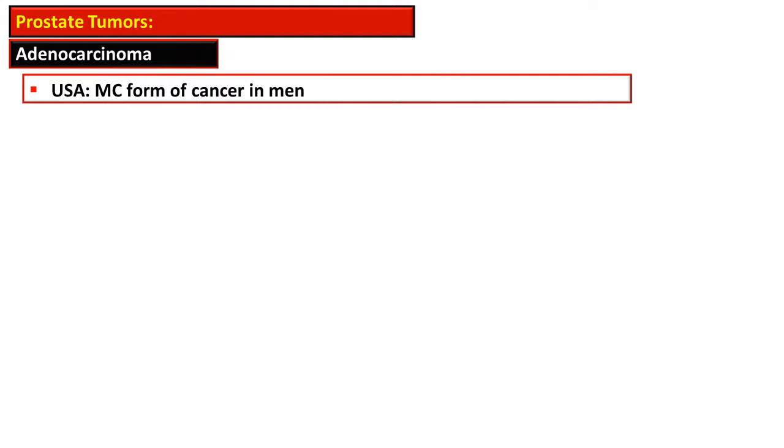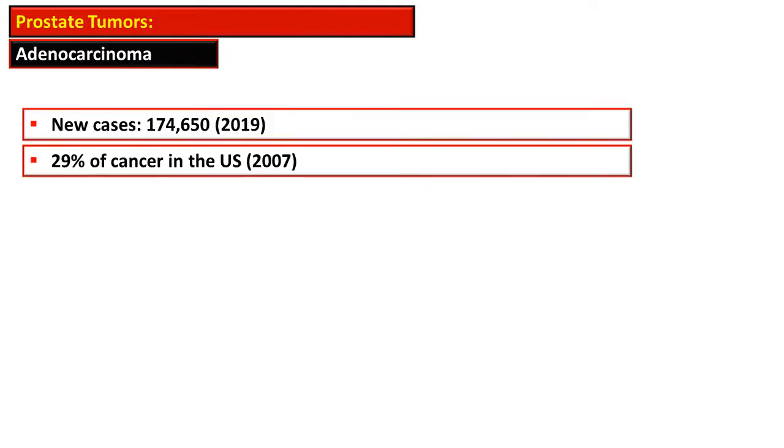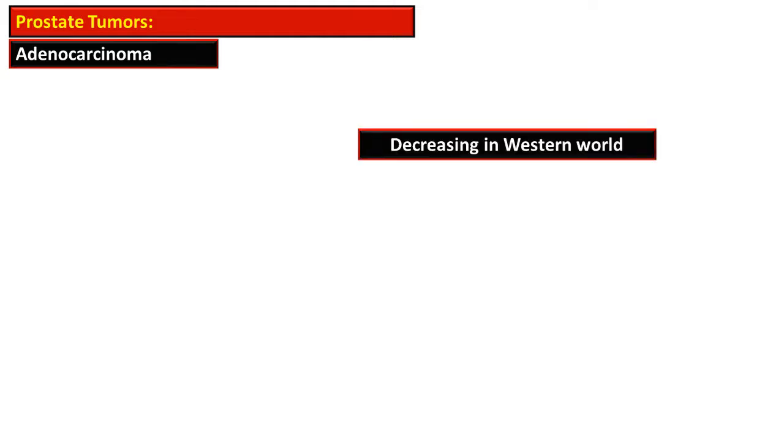The most common type of the prostatic tumor is adenocarcinoma. So when we talk about prostatic tumor, unless otherwise specified, we mean actually adenocarcinoma. This is the most common form of cancer in men in USA, and about 174,650 cases were recorded in 2019. 29% of the cancers were of this variety in USA in 2007. That means about 1/3 of all cancer cases were of prostate tumor.